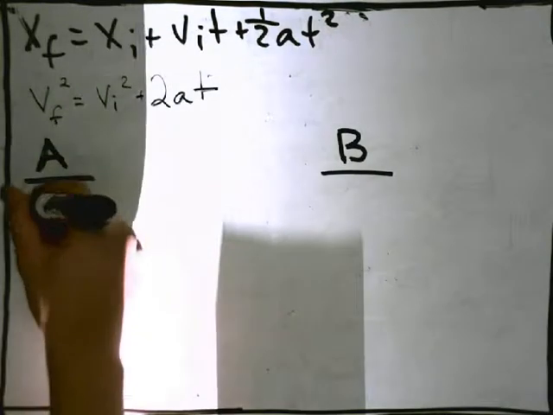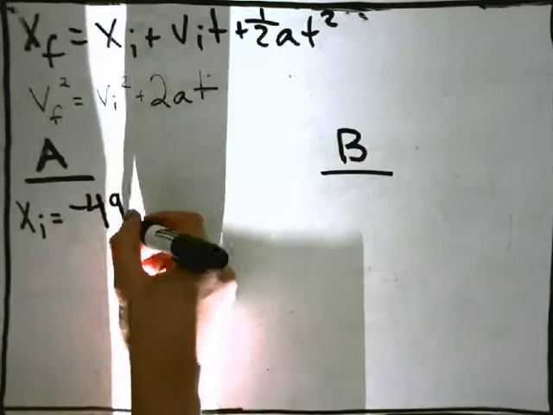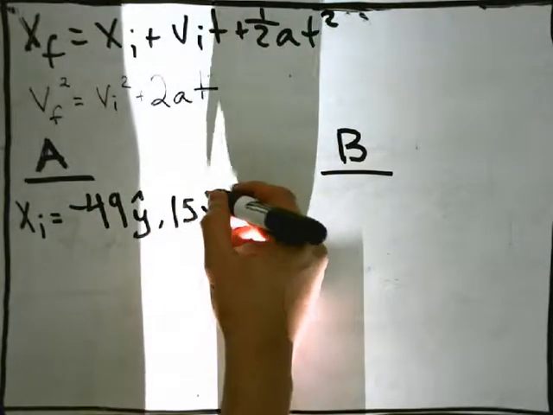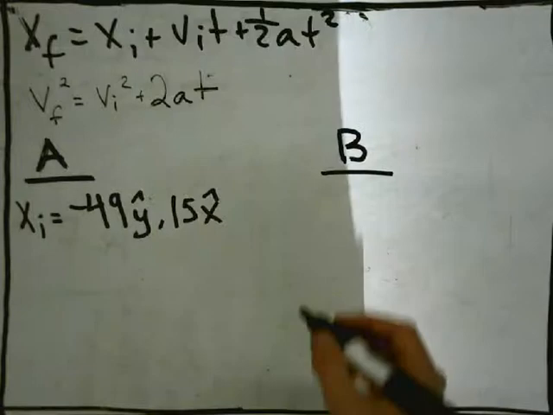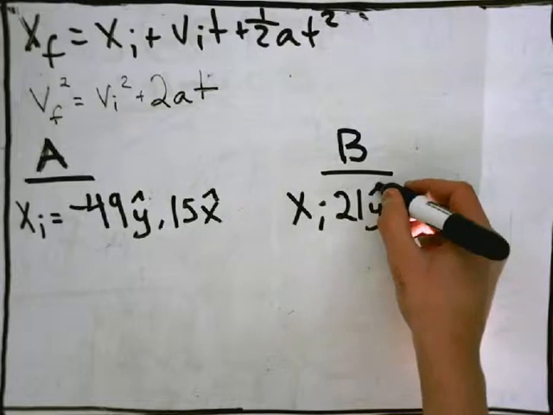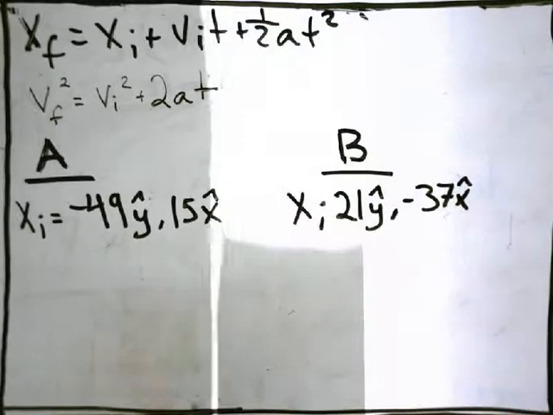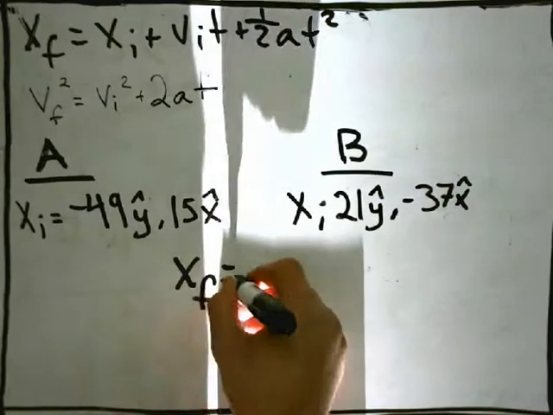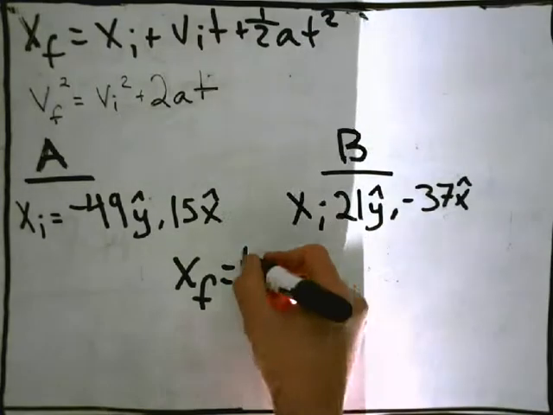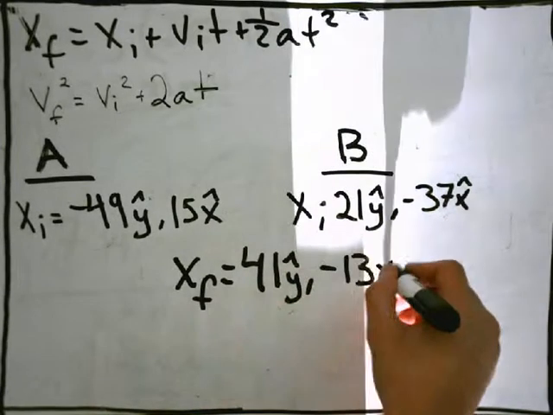The initial position is going to be equal to negative 49 units in the y direction and 15 units in the x direction. And then for the initial position of particle B, it's going to be 21 units in the y direction and negative 37 units in the x direction. We know the point at which they intersect, and that's going to be 41 units in the y direction and negative 13 units in the x direction.